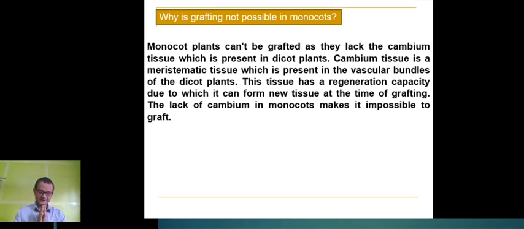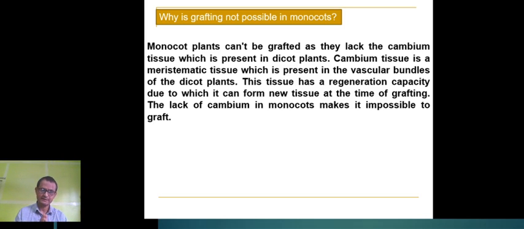Okay, now see, grafting is also a kind of asexual propagation. Grafting is basically done in case of dicot plants. That means dicotyledonous plants. Now, why is it not possible in case of monocotyledonous plants? This could be a question in your board examinations.